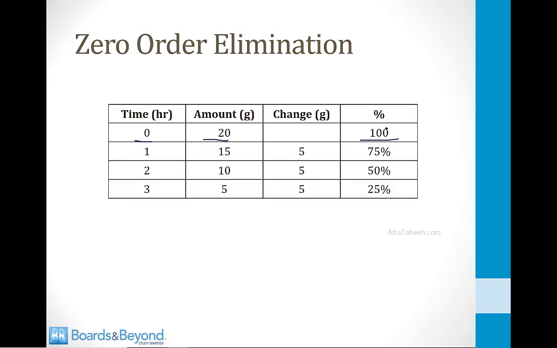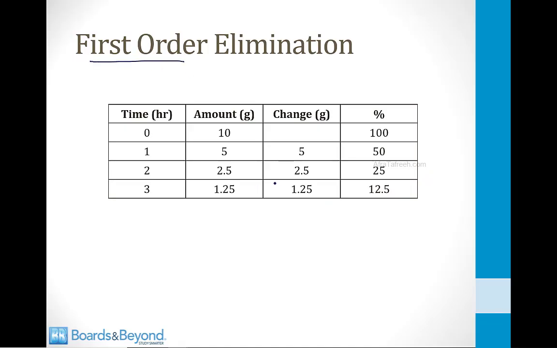If we had zero order elimination, for each hour that goes on, a constant amount would be removed, for example, 5 grams per hour. What that means is that the amount remaining in the plasma would change such that we'd have 75% after 1 hour, 50% after 2 hours, and 25% after 3 hours. The key point is that the change per hour is constant and the half life will always vary. So, for example, it takes 2 hours to get to 50%, but then it only takes 1 hour to get from 50 to 25.